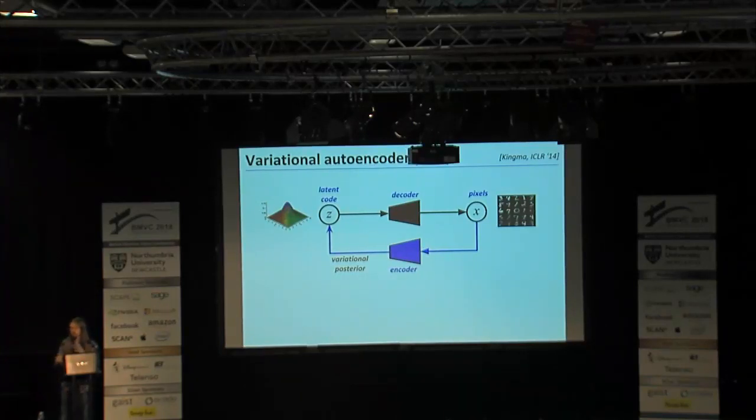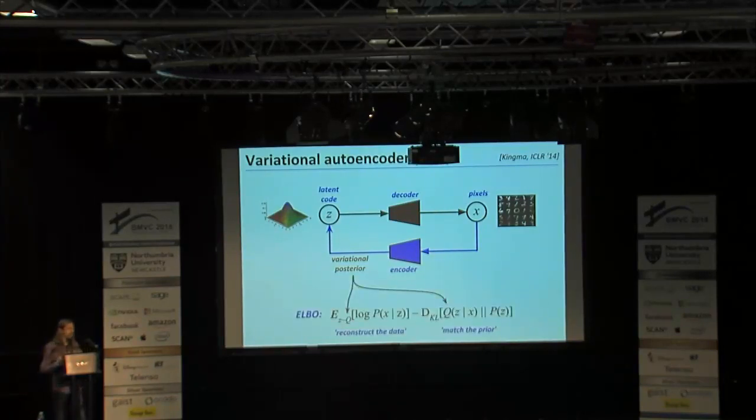That encoder can be used to define an approximate posterior distribution on Z. And then, instead of maximizing the training set likelihood, we maximize a lower bound on it called the ELBO, which is effectively given by replacing the posterior distribution with the approximate posterior defined by the encoder network. That objective can be split into two parts. The first encourages the model to correctly reconstruct pixels via its latent space and the two neural networks. And the second term encourages the approximate posterior to match the prior distribution.